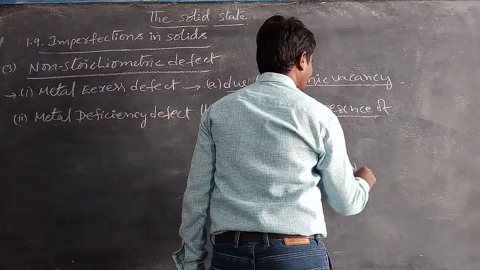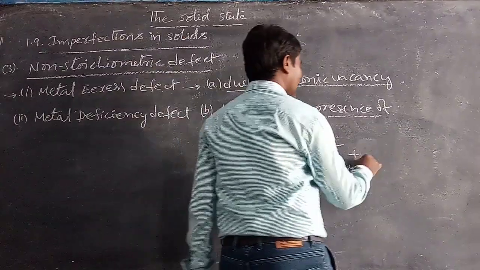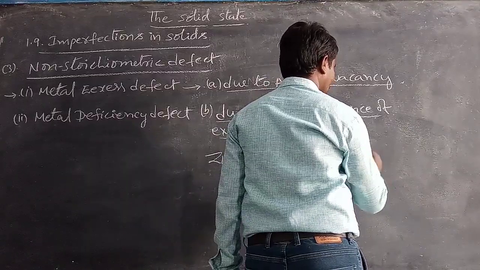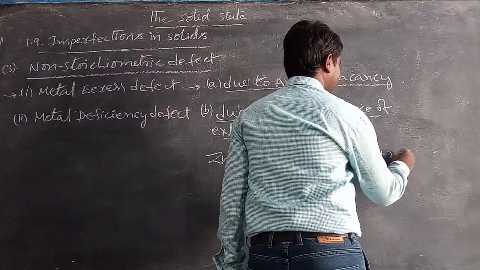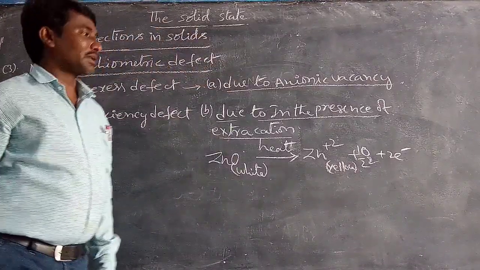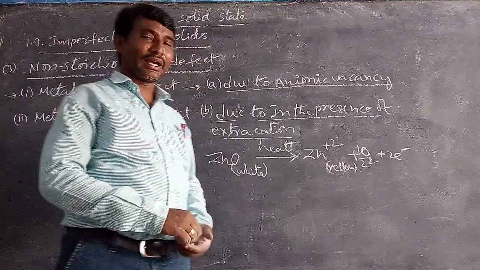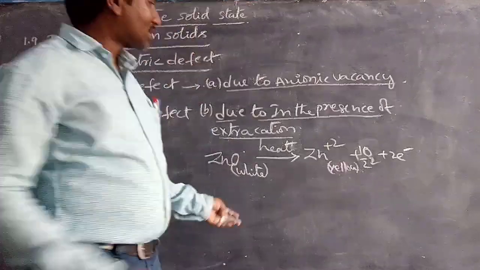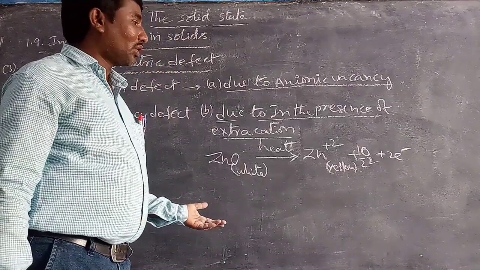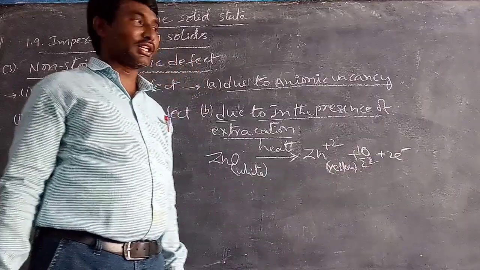So it gives yellow color means Zn+2 ions and oxygen dissociated. Zn+2 and oxygen ions are dissociated. Here dissociation means this is converted into yellow color.